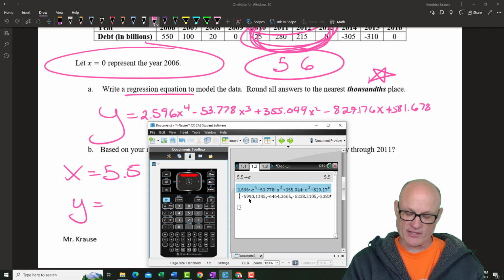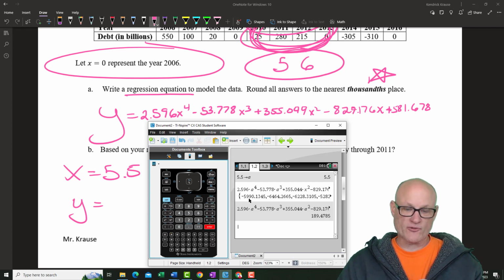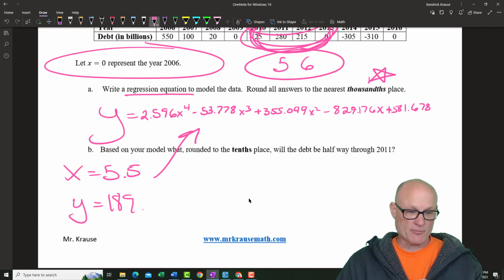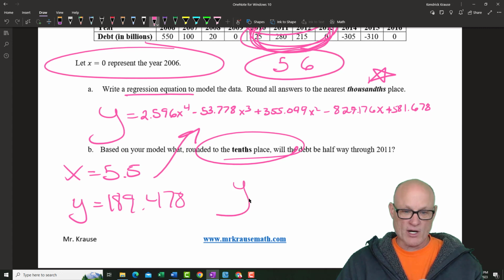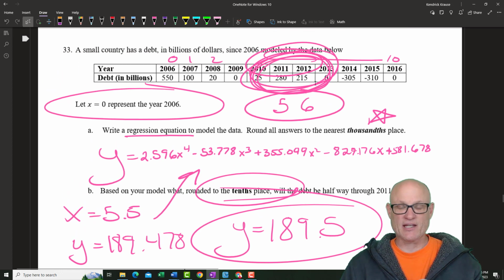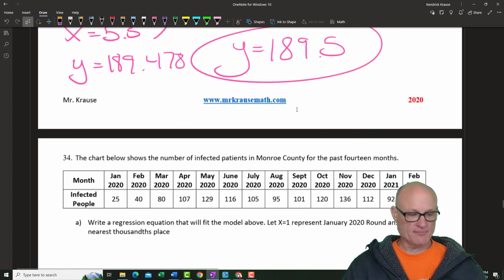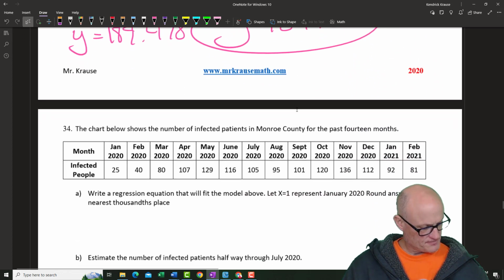Oops, I accidentally put an X in. Y'all notice I did that? These should be A's. That's why I got that crazy answer I just got. I would just start over. All right, 189.478. Round to the nearest tens place. Y is equal to 189.5. Does that make sense? It's close enough. I wouldn't worry about that too much. All right. You'll do 34 on your own.